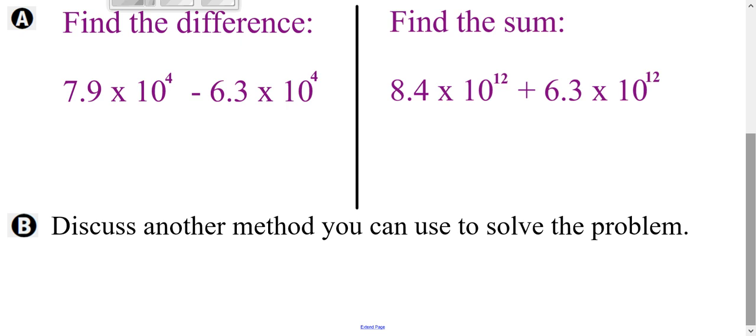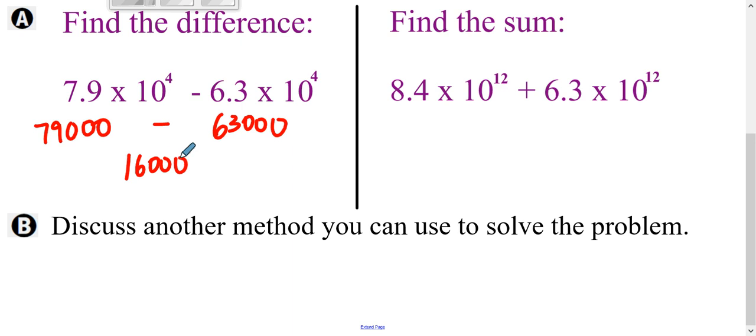One way you could do it, and I know other schools do still teach it this way, is you write each one out in standard form. So 7.9 times 10 to the 4th is 79,000. This is 63,000. You subtract them, you get 16,000. And then you rewrite that as 1.6 times 10 to the 4th. But if you notice, 7.9 minus 6.3 is 1.6. And then the base and the exponent just stayed the same.